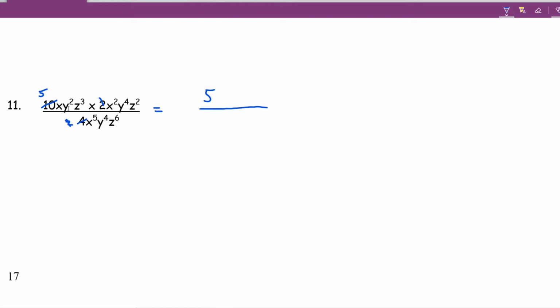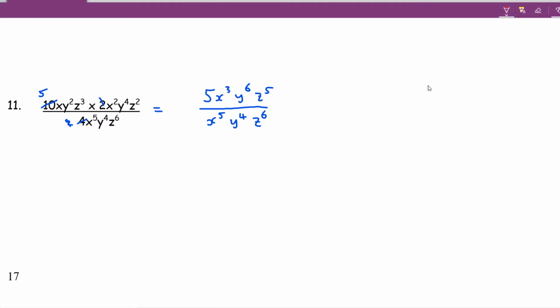Okay, so let's collect the x's, then we go and solve the bottom. We've got x and x squared, so that's going to be x cubed. We've got y squared and y to the power 4, so that's going to end up with y to the power 6, because 4 plus 2 is 6. And z cubed and z squared, so that's going to end up with z to the power 5. And at the bottom we've got x to the power 5, y to the power 4, and z to the power 6.